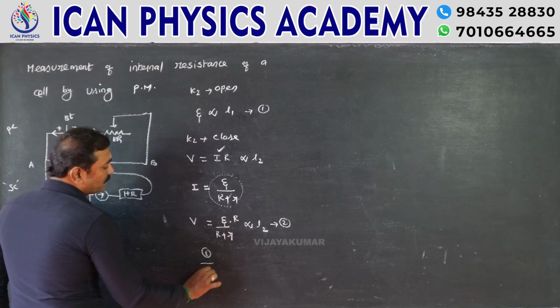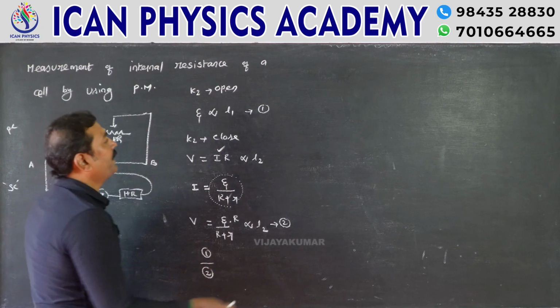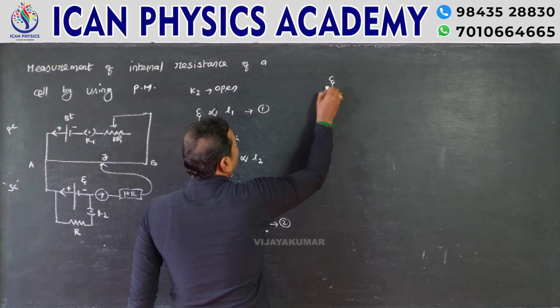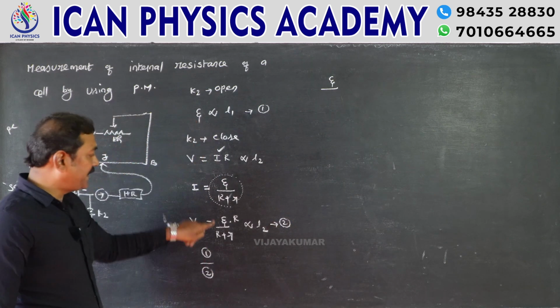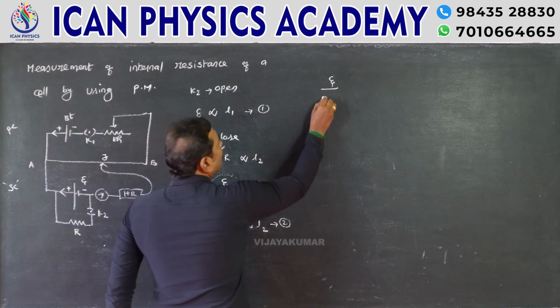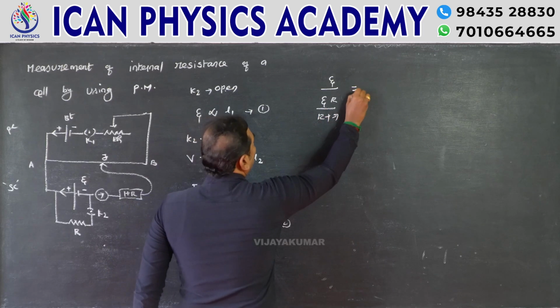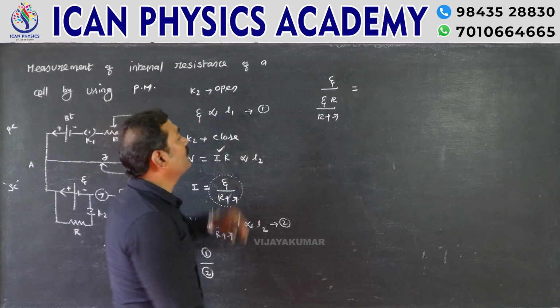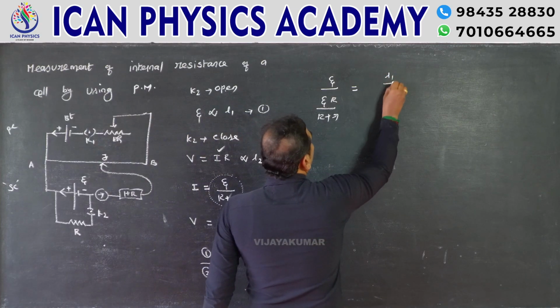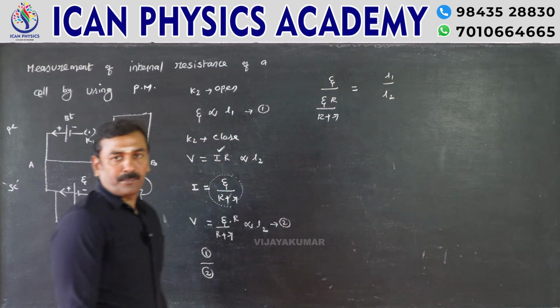Now, equation 1 divided by 2. Now, psi into R by R plus r equal to L1 by L2. Automatically, we have a doubt.